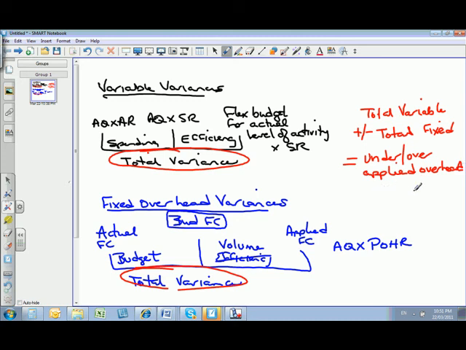Remember that over or under applied overhead is calculated in your manufacturing overhead account. We have actual manufacturing overhead going into this account, and then we have applied manufacturing overhead coming out of this account. So the difference between those two will give you your over or under applied overhead.